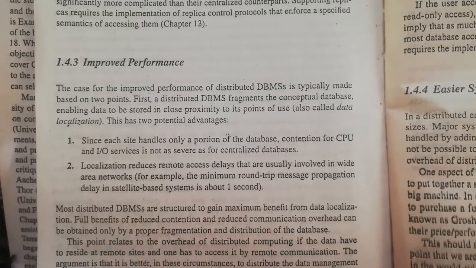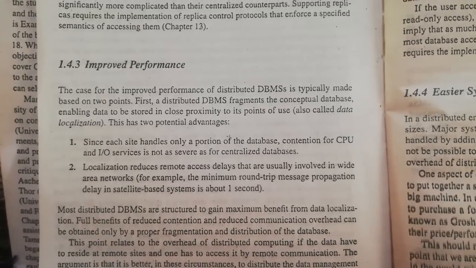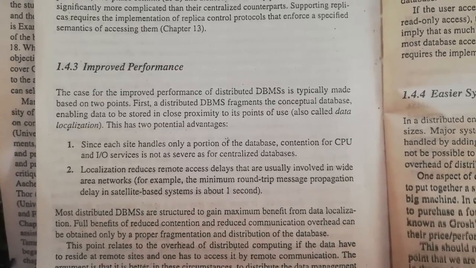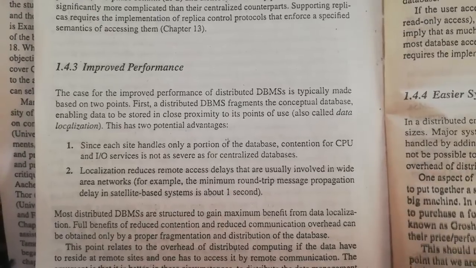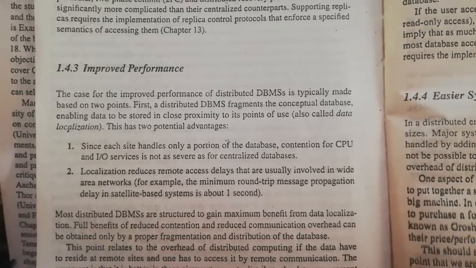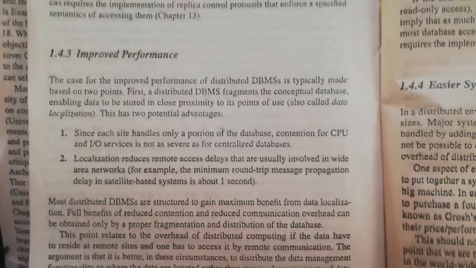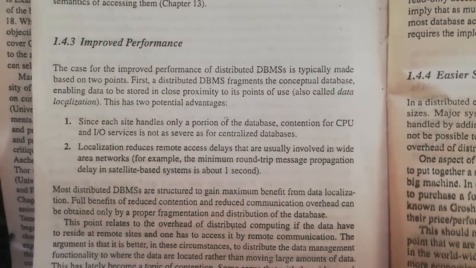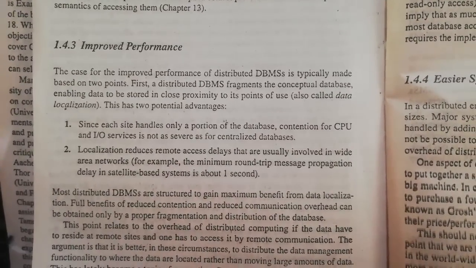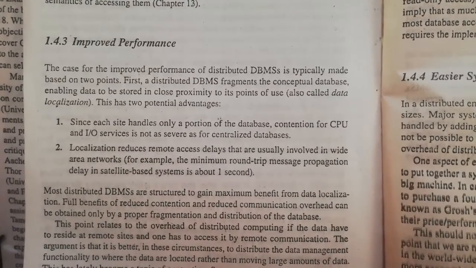Today we will study improving performance. The case for improved performance of a distributed DBMS is typically made based on 2 points. First, a distributed DBMS fragments the conceptual database, enabling data to be stored in close proximity to its point of use, also called data localization. This has 2 potential advantages.